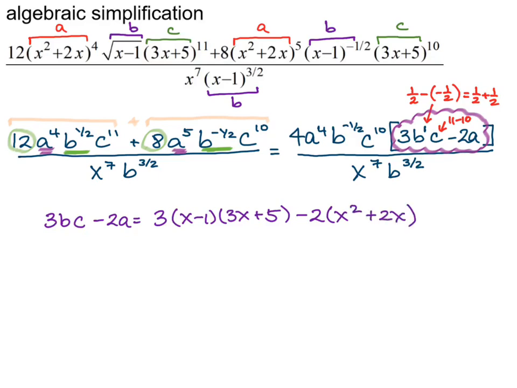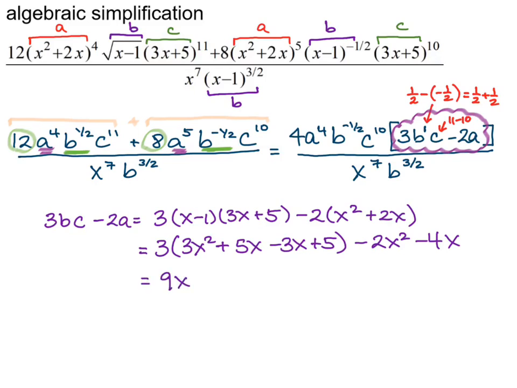So that's going to be 3. Let's FOIL this: 3x squared plus 5x minus 3x plus 5. And then I'm going to have a minus 2x squared minus 4x. That is going to give me 9x squared plus 15x minus 9x plus 15 minus 2x squared minus 4x.